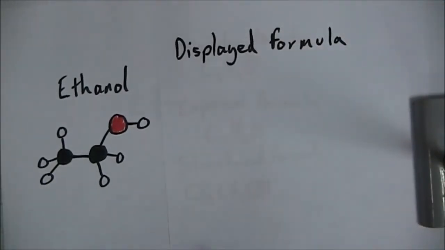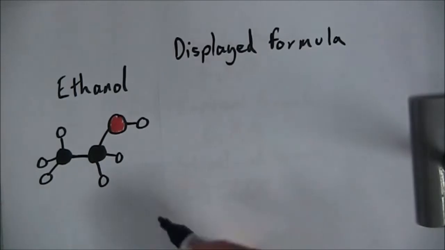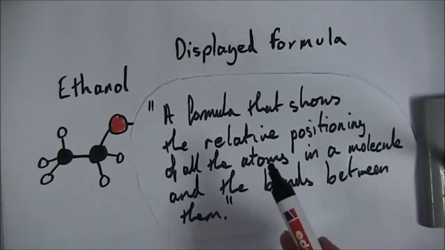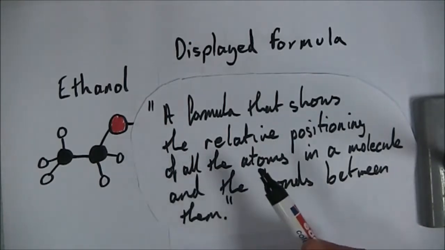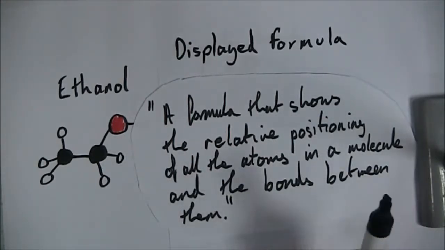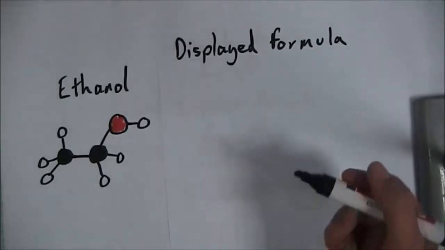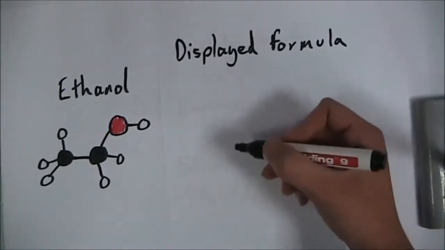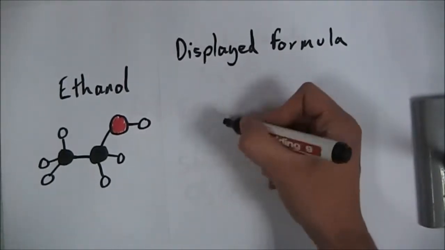Now it's very important for your AS not to be lazy here, because the definition we're using is that it's a formula that shows the relative positioning of all the atoms in a molecule and the bonds between them. What a lot of people get into the habit of doing, because that's how they've seen it at GCSE, is by clumping some of these atoms together. But we don't want to do that. We want to show all of the bonds.